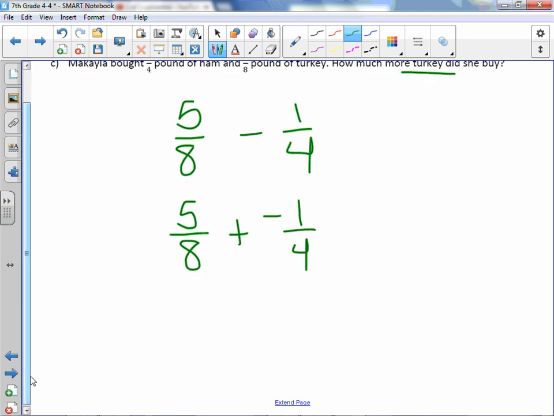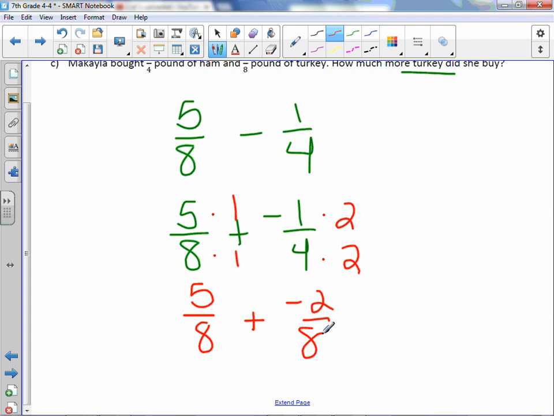And now our common denominators. Our least common denominator is 8, so we're going to multiply the second fraction by 2 and the first fraction remains the same, so we multiply it by 1. We get 5/8 plus negative 2/8, which equals 3/8, and our unit is pound. So 3/8 pound.